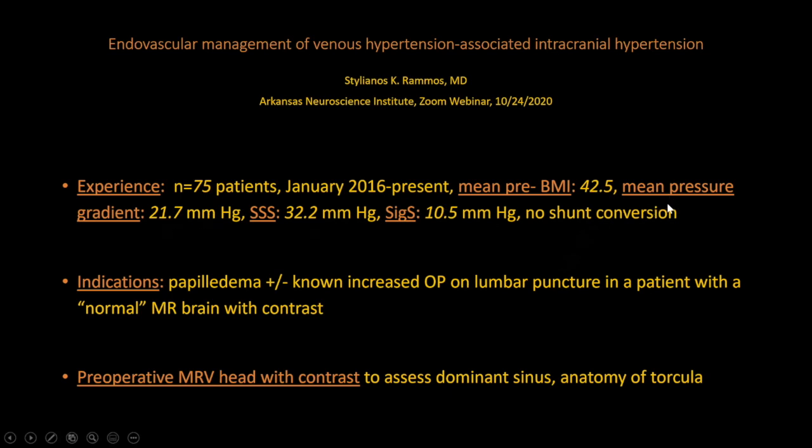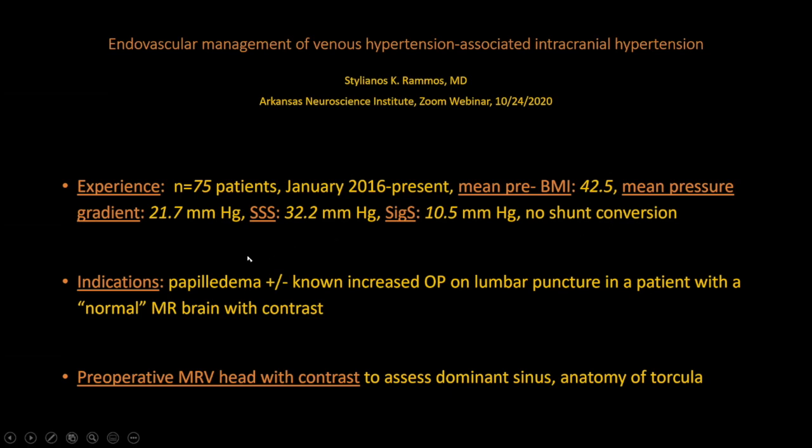These are just some numbers of our cases. 75 patients, our mean pressure gradient has been close to 20 millimeters of mercury, with a pressure in the superior sagittal sinus at 32, sigmoid sinus close to 11. And similarly, I have not had to convert any one of these stented patients to ventriculoperitoneal or other shunting.